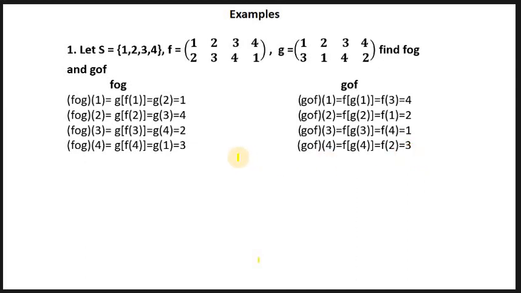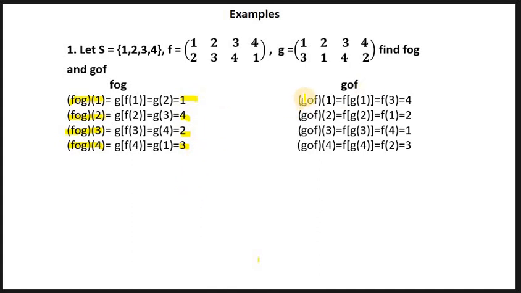Now, see, we have calculated the f of g of 1. f of g of 1 is 1. And f of g of 2 is 4. f of g of 3 is 2. f of g of 4 is 3. See, this becomes the f of g's second row.